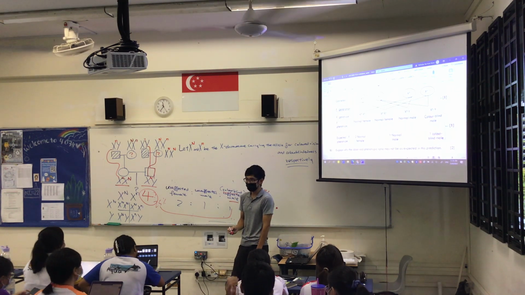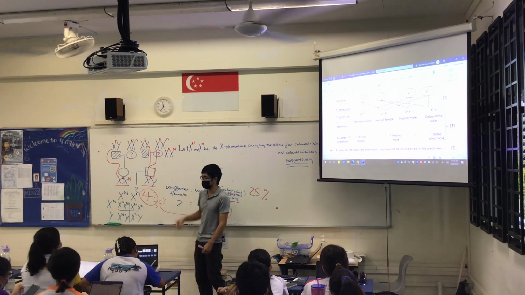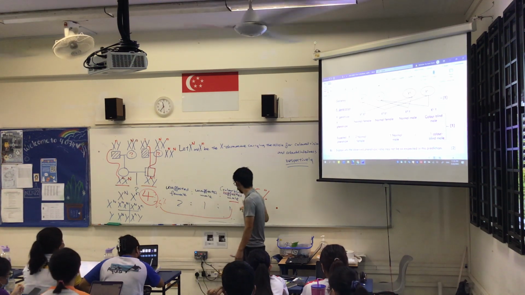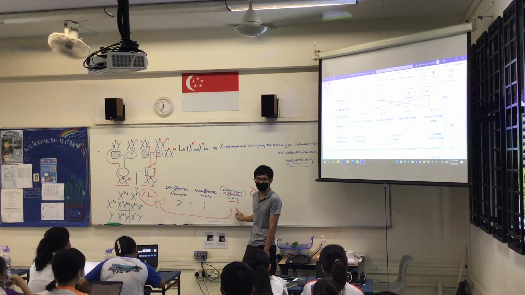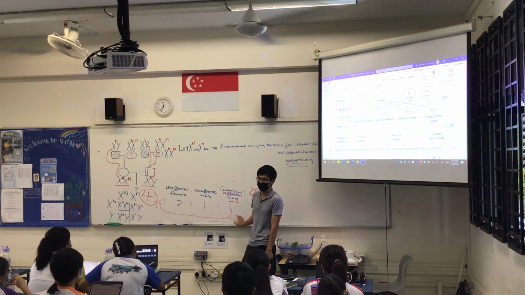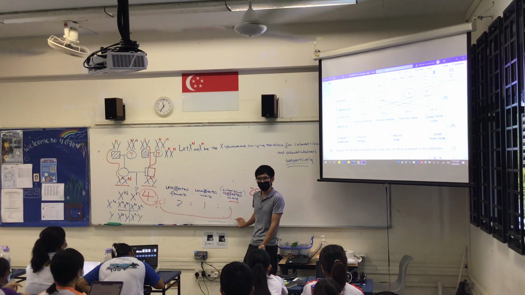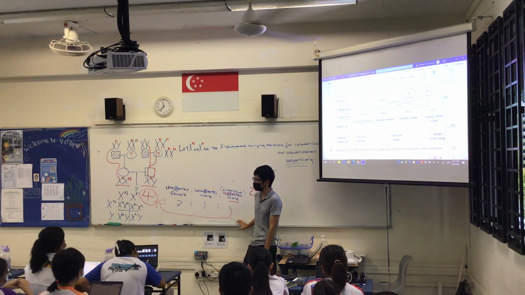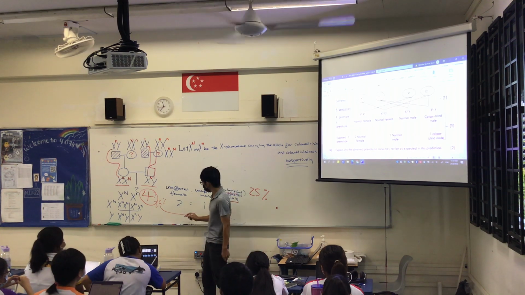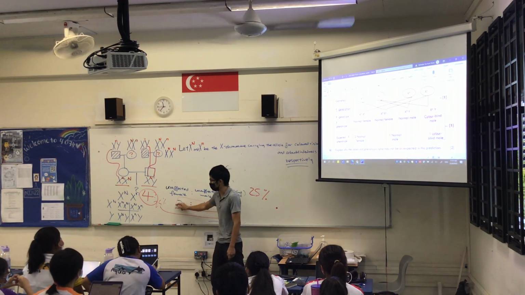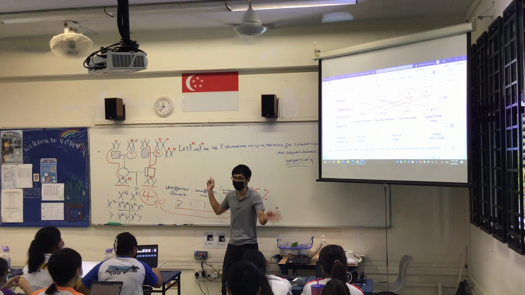So the first child could be this. The second child also can be this. Third child, also can be this. Fourth child, also can be this. Then this feels a bit weird, right? Clearly it's going to be 25%, but how come we do not see any ratio? These ratios only make sense if you have thousands of kids.